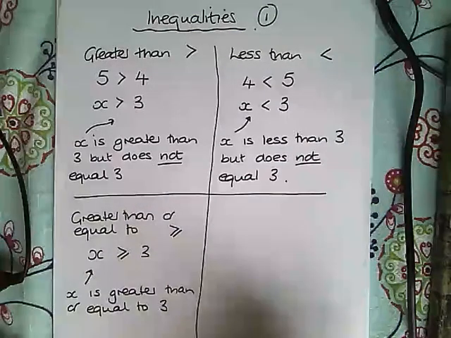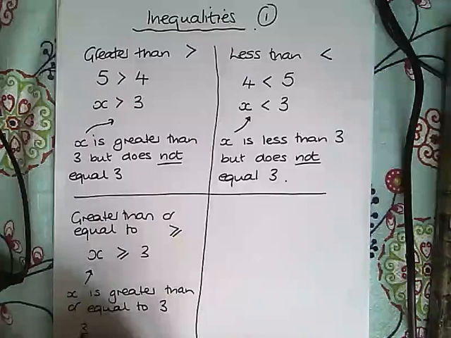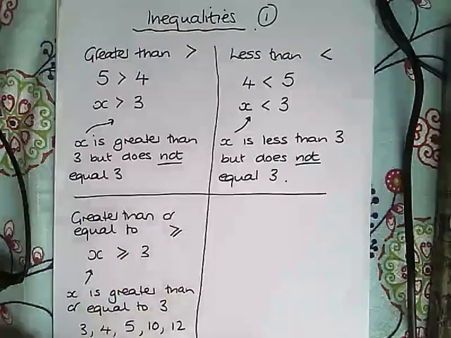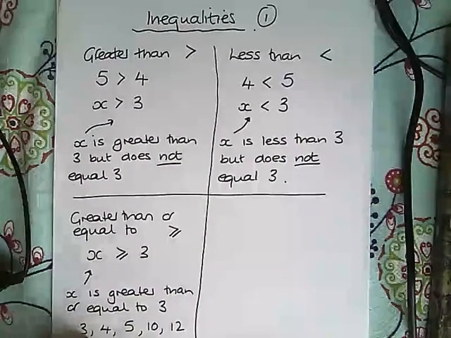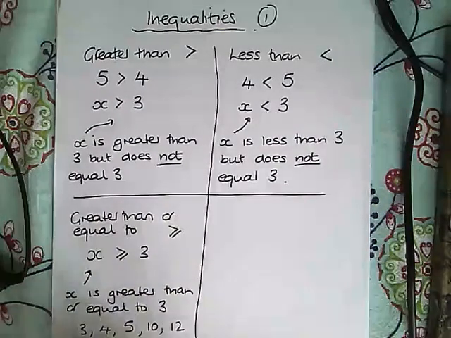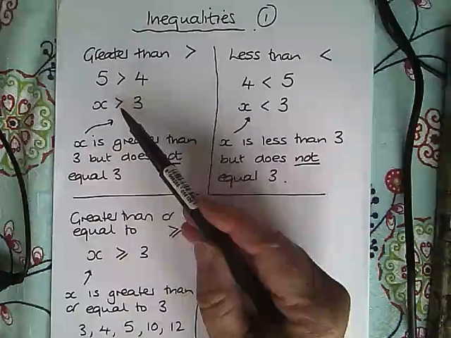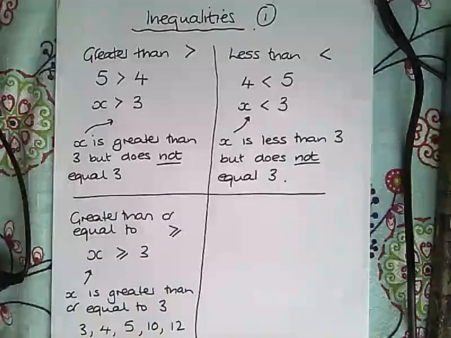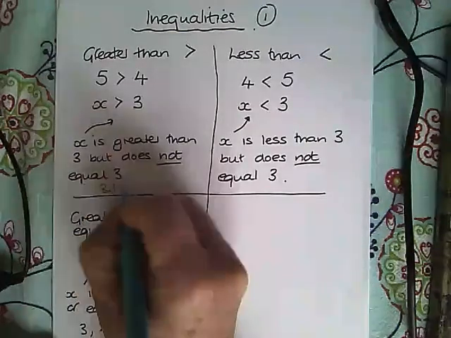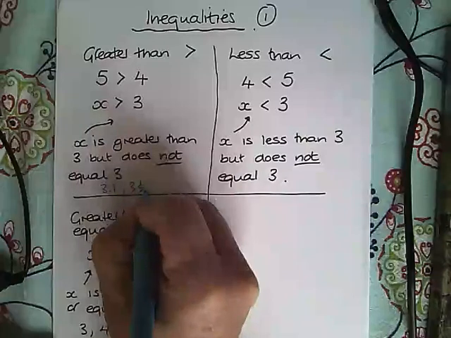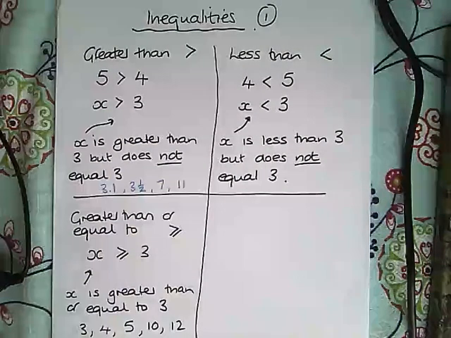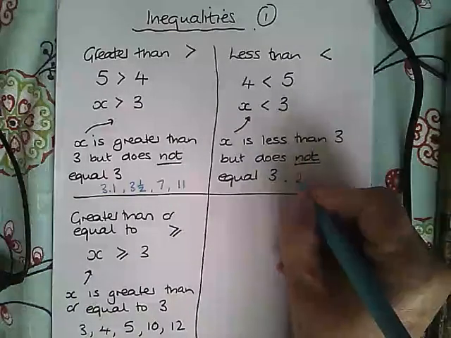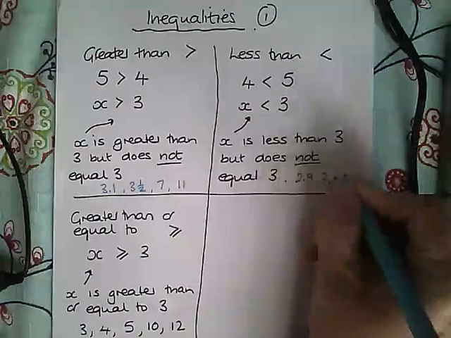That means it could take the value 3, 4, 5, 10, 12. All of those are greater than or equal to 3. It can take the value 3, and that's different to this one because here it cannot take the value 3. So on this one, we would only have the numbers, say 3.1, 3.5, 7, 11. On this one, where it was less than and doesn't equal 3, it could be 2.9, it could be 2, it could be -5.